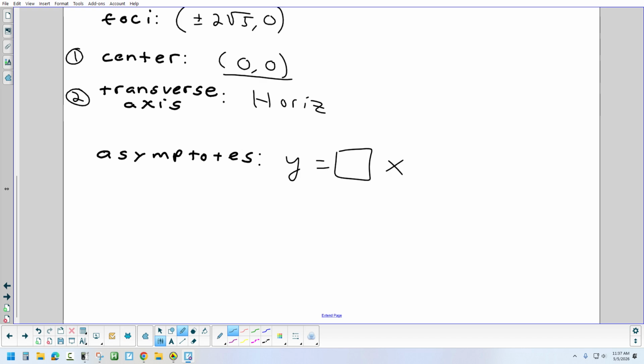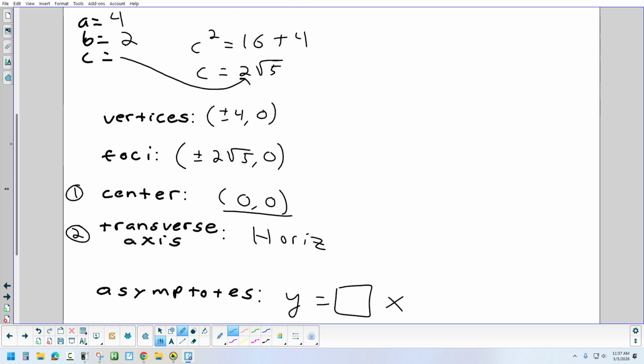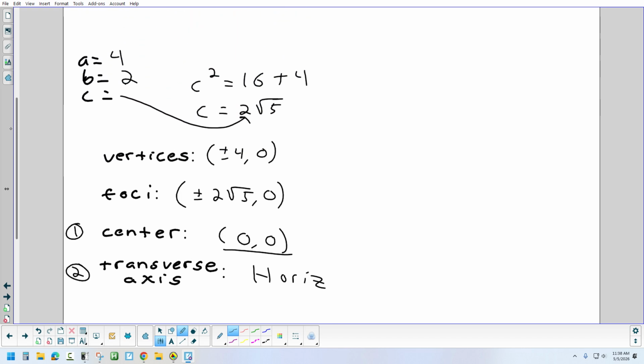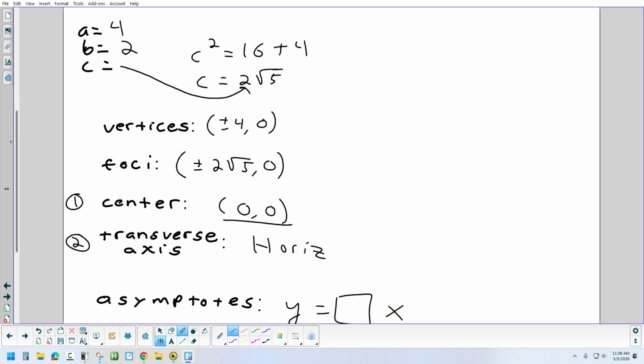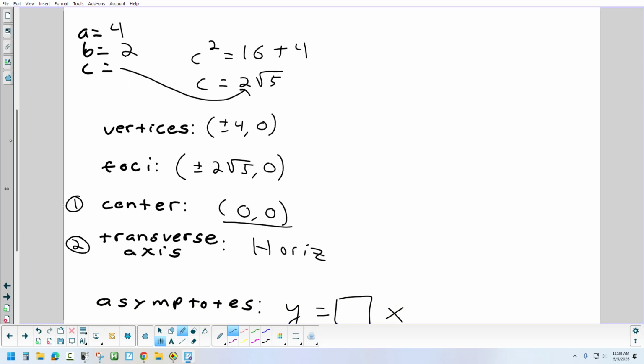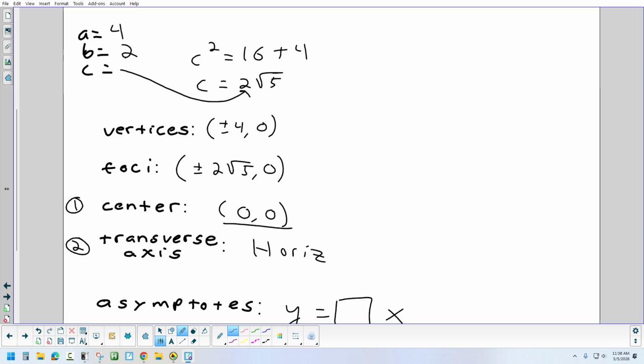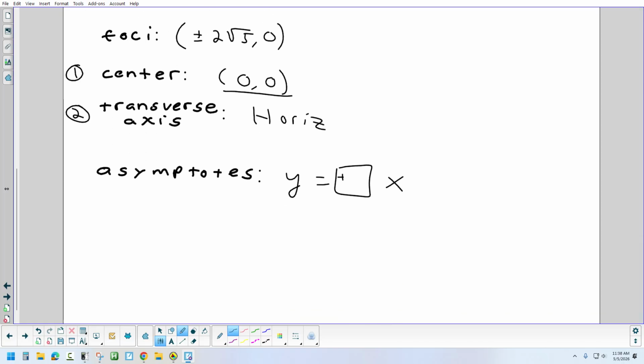Just need to know what goes in that box. What's going to be the slope or slopes of my asymptotes? Yeah. 1/2, negative 1/2. It's going to be b over a, which is 2/4, which reduces to 1/2 and negative 1/2. That's the extra thing for today. That's the asymptotes.